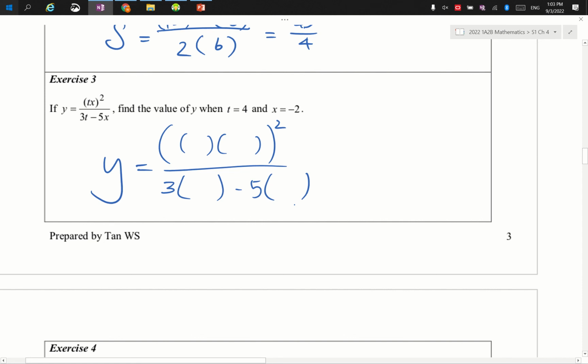Is this what you have? All the brackets? Double check before you carry on. It must look like this. I need you to make it look like this. Once your brackets are correct, fill in the blanks.